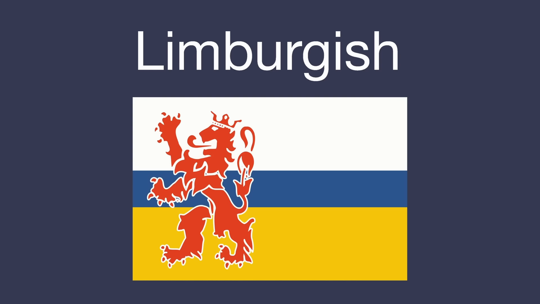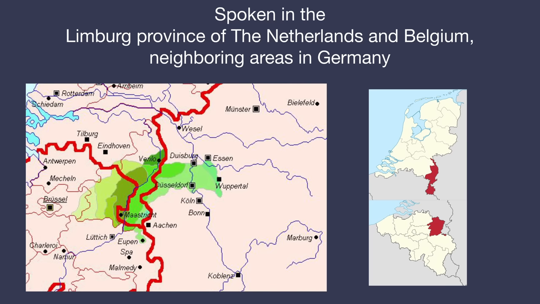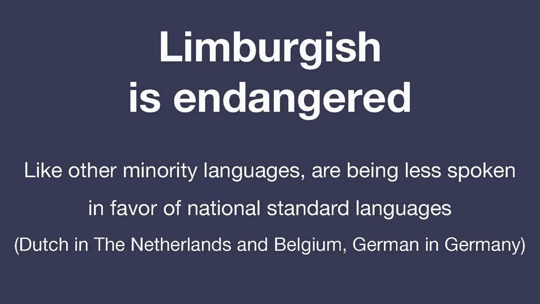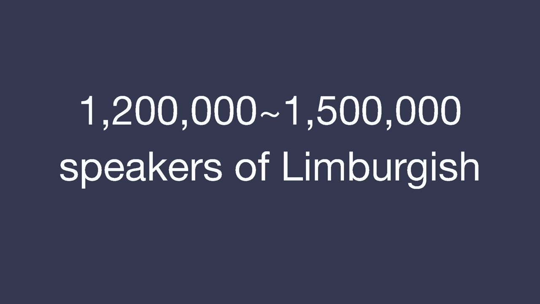Also related to Dutch is Limburgish, spoken primarily in the Limburg provinces of the Netherlands and Belgium. Limburgish is one of many Germanic languages that are at various levels of endangerment, as various local languages and dialects are being abandoned in favor of national standard languages. Fortunately, Limburgish is in little danger of going outright extinct with the amount of speakers it has, but it's still a language with a smaller speaking community and fewer resources.